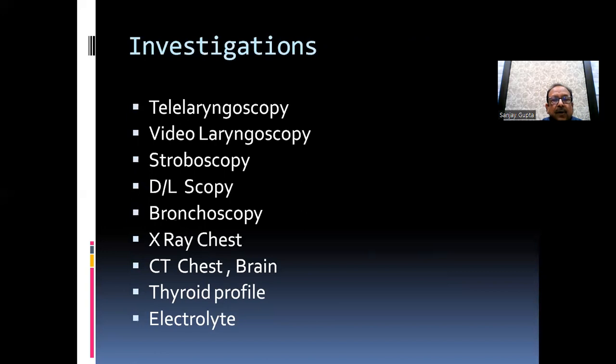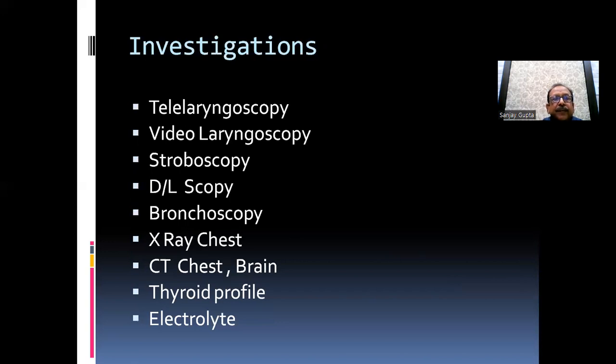To establish the cause and identify the lesion, various investigations are done. Telelaryngoscopy is a very simple investigation. It can be done in the clinic. A 70-degree or 90-degree telelaryngoscope is used, which is attached to a camera, a light source, and a monitor. So the picture which you see of the larynx can be projected on the monitor and you can store the image.